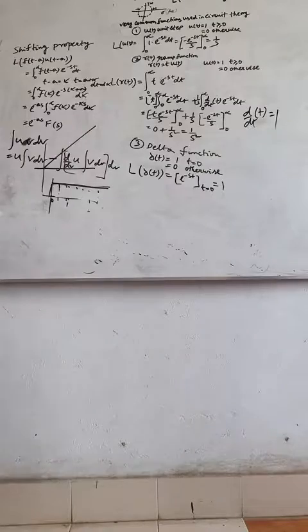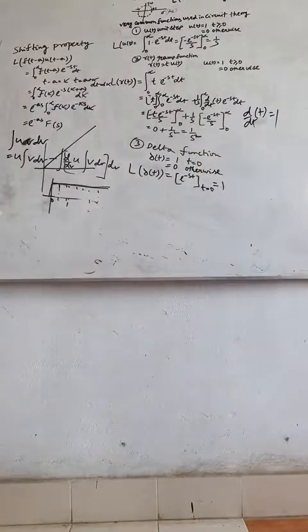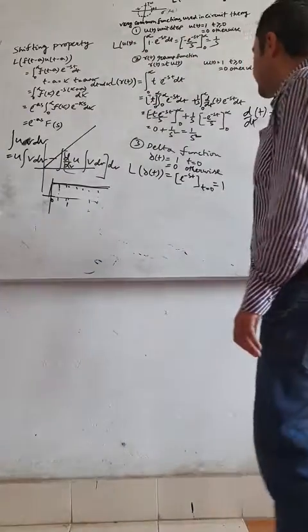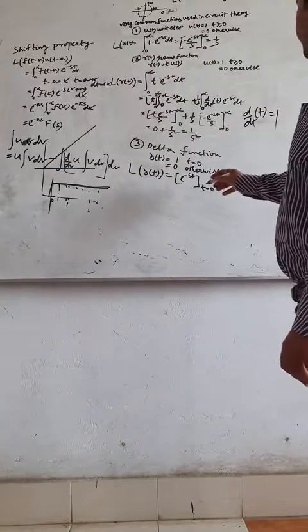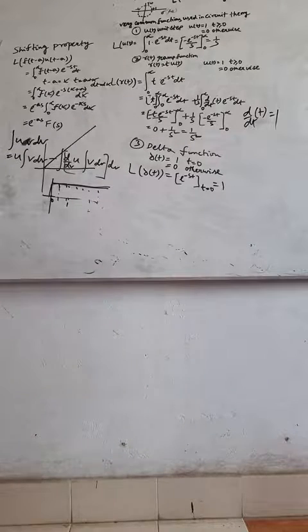Now the delta function is defined by delta t equal to 1 only at t equal to 0, otherwise it is 0. So the Laplace transformation of delta t is e to the power minus st, evaluated at the point t equal to 0, so it is 1. So we have found the Laplace transformation of the unit step function, unit ramp function and delta function.